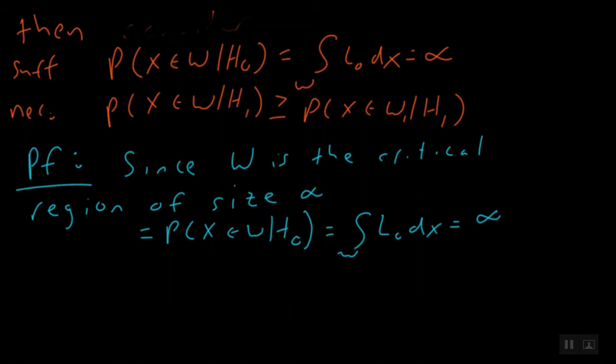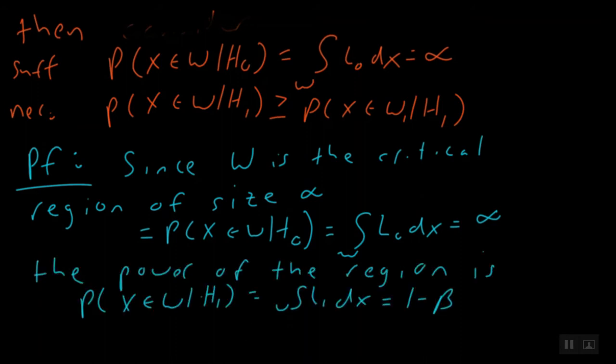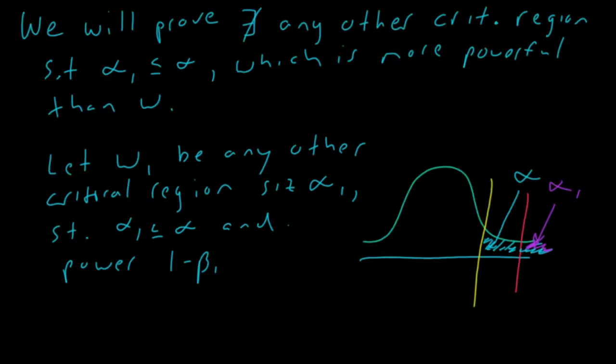Since W is the critical region of size alpha, we know that the probability that X is an element of W given H naught is equal to the integral of L naught dx, which is equal to alpha. And the power of the region is the probability that X is an element of W given the alternative hypothesis is true, which is equal to the integral across W of L1 dx, which is equal to 1 minus beta. So to prove this lemma, we will prove that there doesn't exist any other critical region such that alpha 1 is less than or equal to alpha, which is more powerful than W.